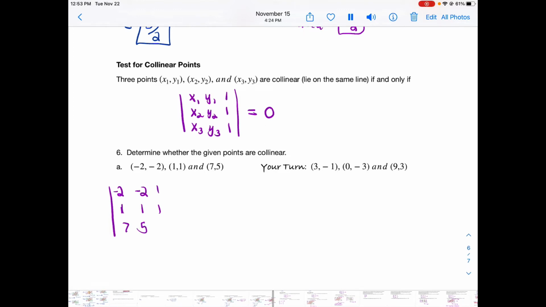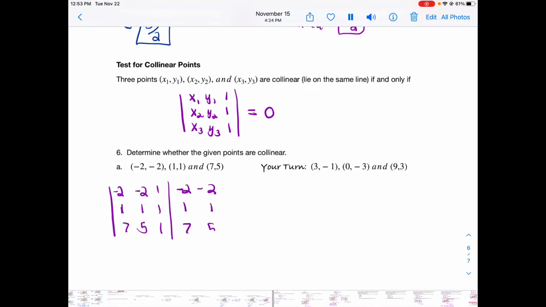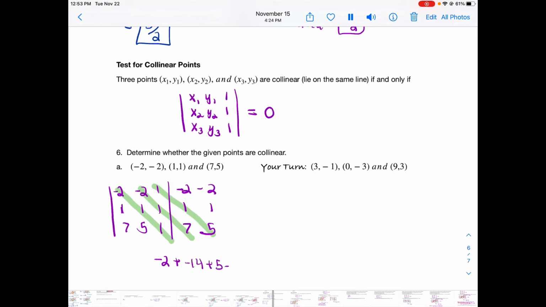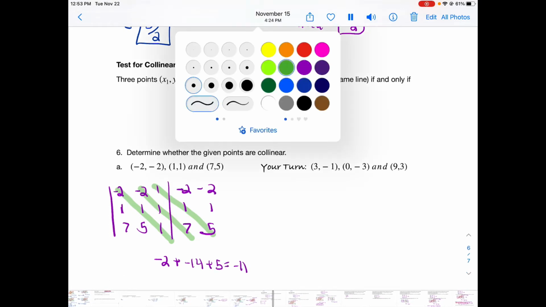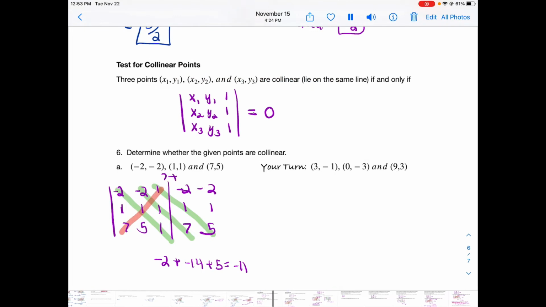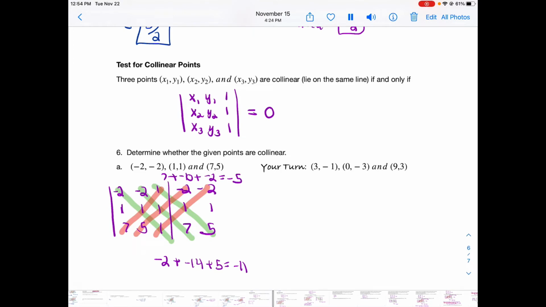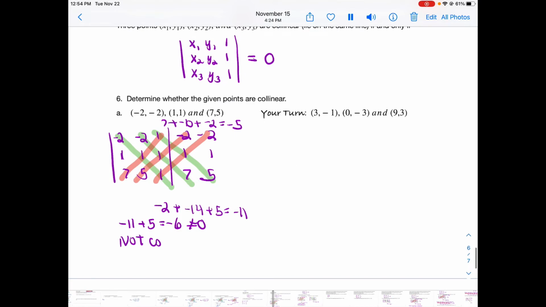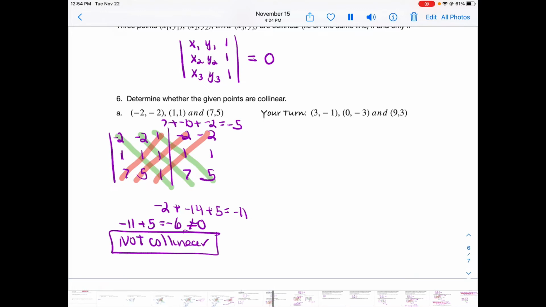So setting up this one, now we'll copy down our row 1 and row 2. And then to find the determinant of this 3x3 matrix, I take my product of my diagonals down, sum those products together to get -11. Then I'm going to take the product of my diagonals up, sum those results together and get -5. So my determinant would be -11 minus -5, or -11 plus 5, which is -6. So since -6 is not equal to 0, we can conclude that these 3 points do not lie on a single line. They are not collinear. All right, you try the next one.